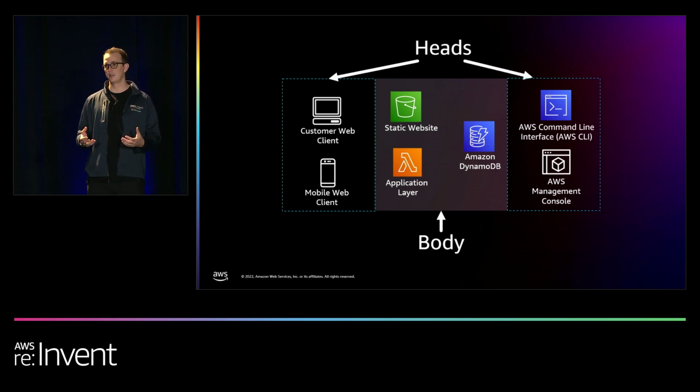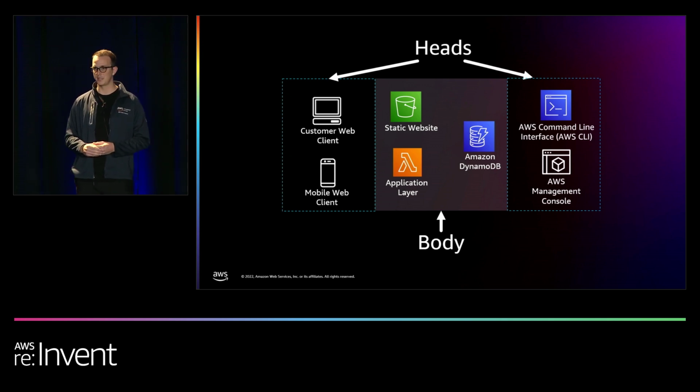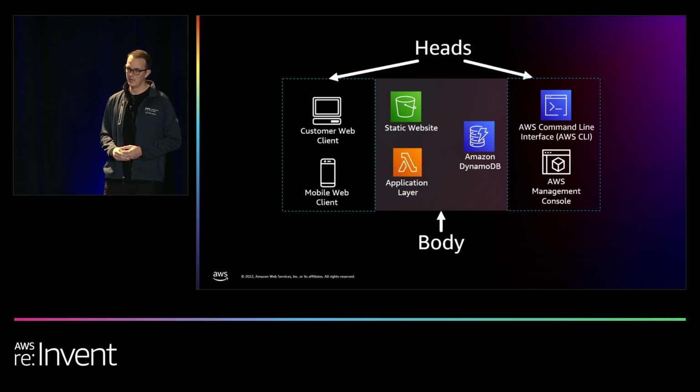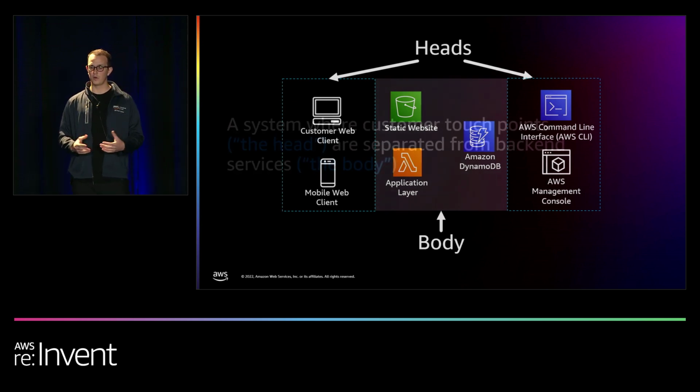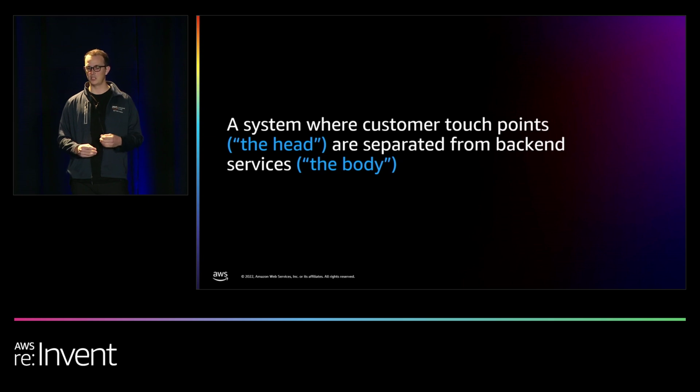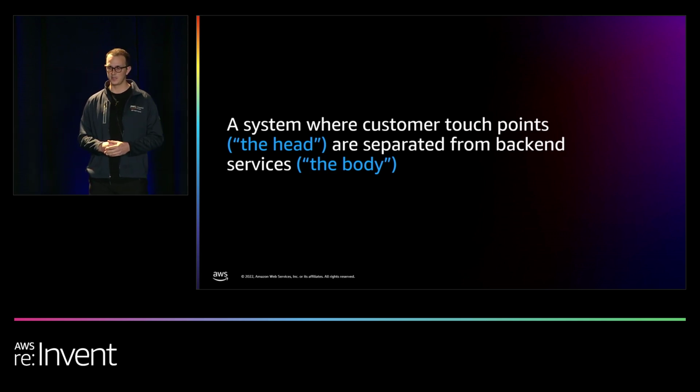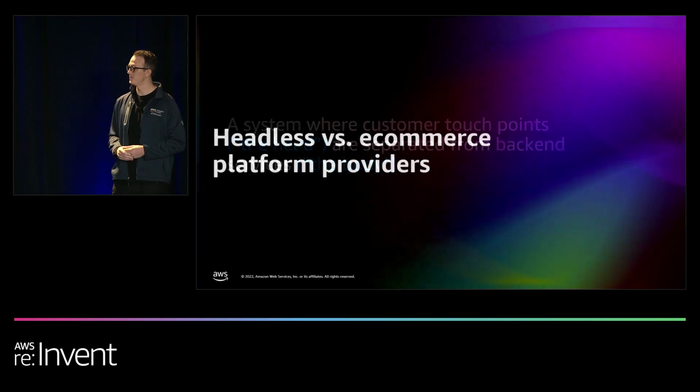S3 doesn't care. It also doesn't care how you interact with it, whether you present that through a website, or whether you're logging into the console to get your shopping list every day. It's unopinionated. It's completely separated from that presentation layer or customer touch point. And so to give an overall definition, a headless system is a system where customer touch points, the head, are separated from back-end services, the body.